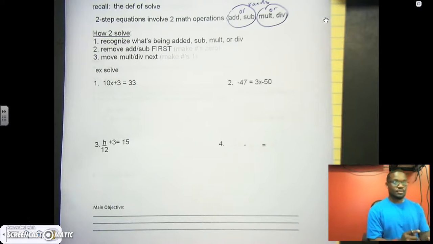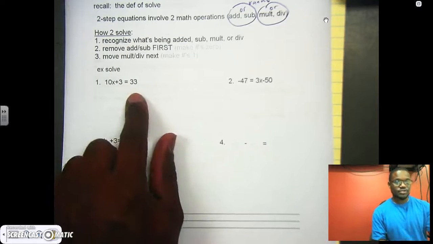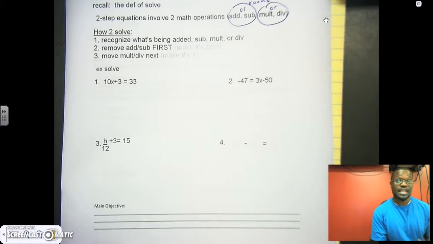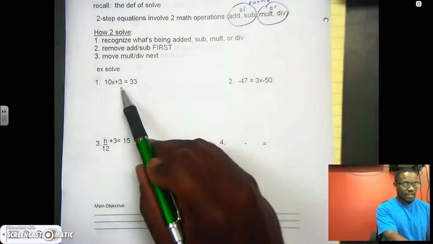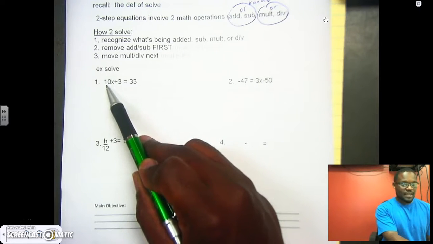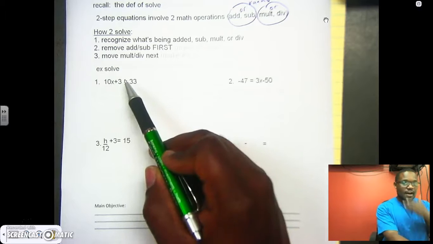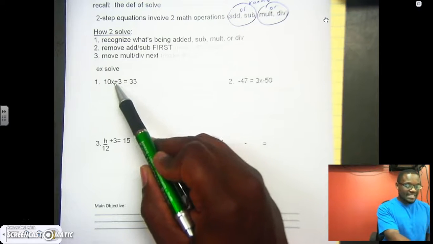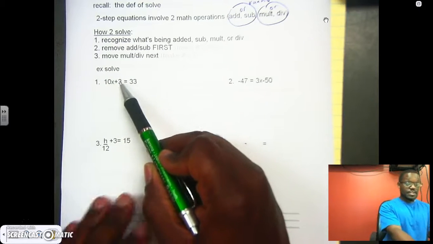So let's look at number 1. 10x plus 3 equals 33. I have two numbers on the same side with the variable. That's kind of how you know you have a two-step equation. I have one variable and two numbers on that side with it. I have a 10 and I have a 3. Notice that the 10 is right next to the x, which means multiply, and the 3 is further away with an addition sign between it and the variable, so the 3 is being added.